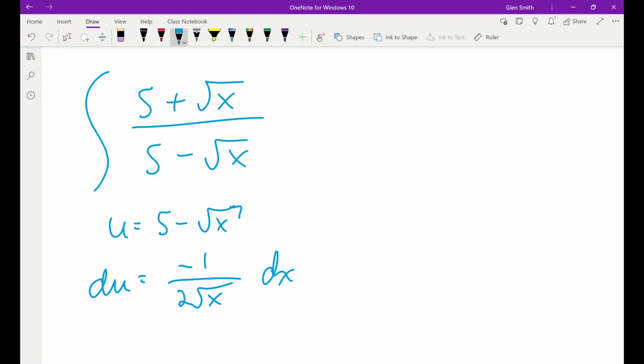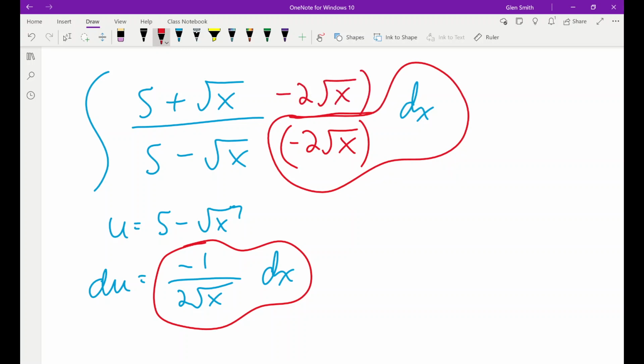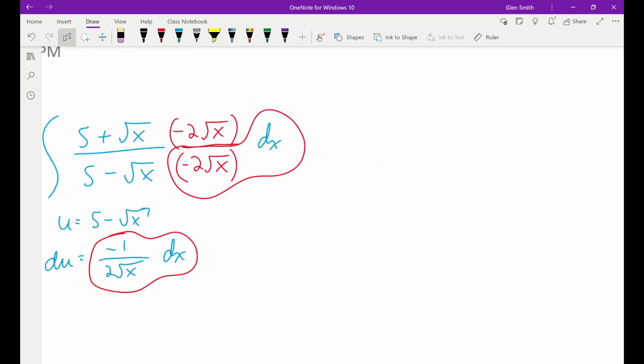So what we're going to do is add it in. I'm just going to multiply in here by a 2 root x negative on the bottom, and that's going to give me the du that I want right here. So all of this is going to become du. But I'm only allowed to do that if I also multiply it by the top. So you can see that if I were to simplify this back down, it would go back to the original integral that I came from. However, we're not going to do that. We're going to let this become the integral. This denominator becomes u. We have du back here.